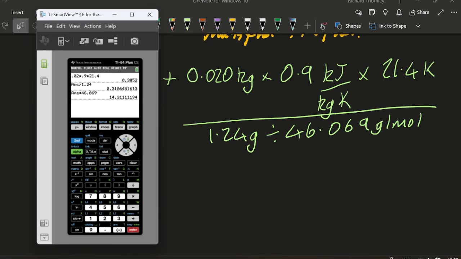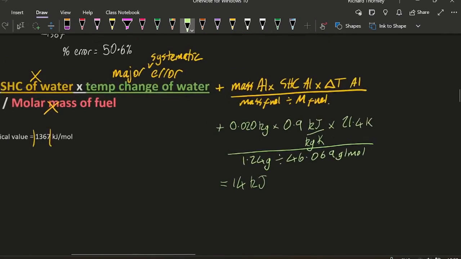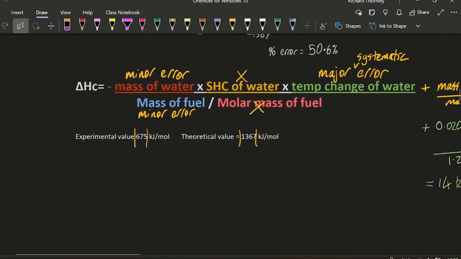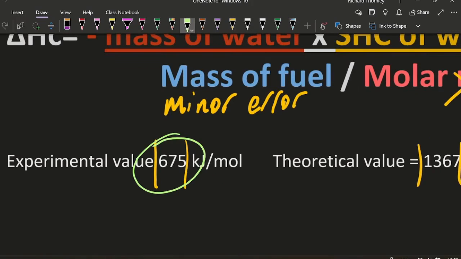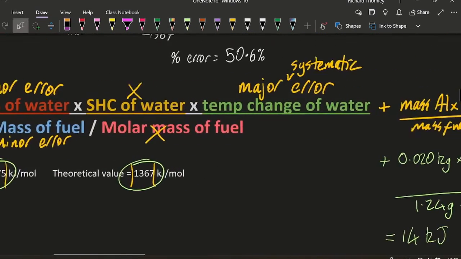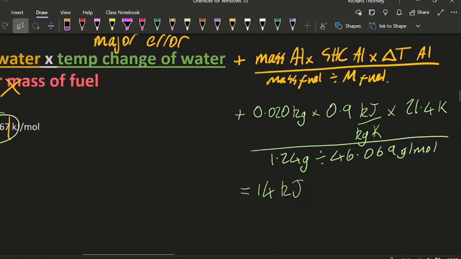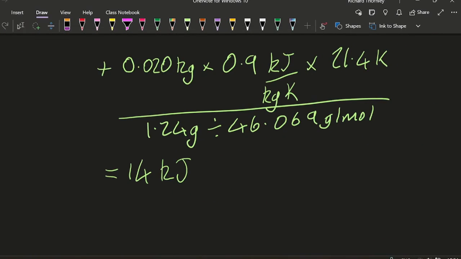Well, I'm going to ignore the sig fig rules a little bit here. So that's just 14 or so kilojoules. Is that the big source of my error, that I didn't account for the aluminium? Oh, no, not at all. I had 675 and I was expecting 1367. No. So the aluminium, even though I did the maths on that, made a couple of assumptions, that's still not enough. I would say it's insignificant.